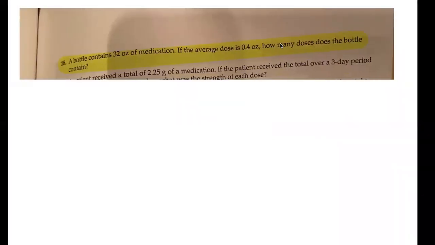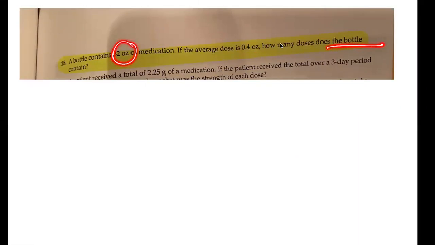Okay. Story problem, and then we're all set. A bottle contains 32 ounces of medication. If the average dose is 0.4 ounces, how many doses does the bottle contain? So again, I mentioned this in the multiplication video. If you're a little hesitant on which operation to follow with, again, notice we're talking about two different things here. We're talking about ounces and a bottle.